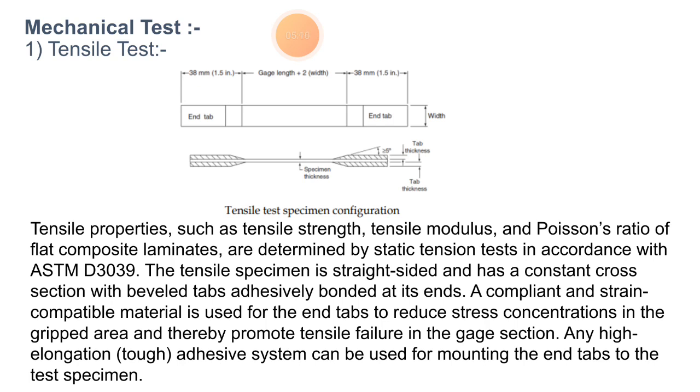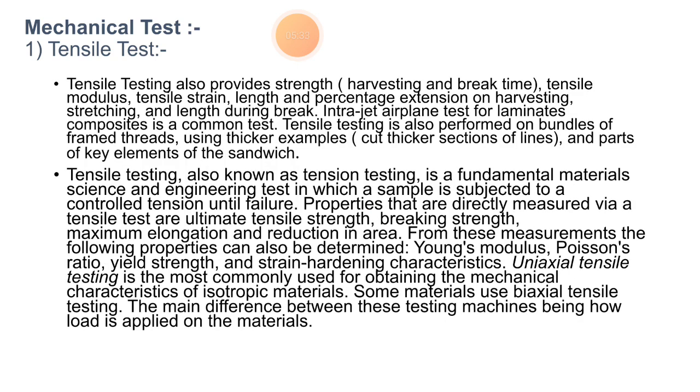The complete structures are given in this specimen figure. Also, in these materials, the end tabs reduce the stress concentration in the grip area. Also, it promotes tensile failure in the gauge section. Any high elongation adhesive system can be used for mounting the end tabs to the test specimen.